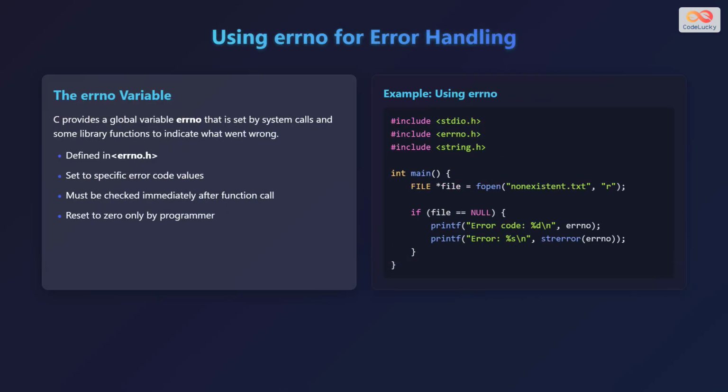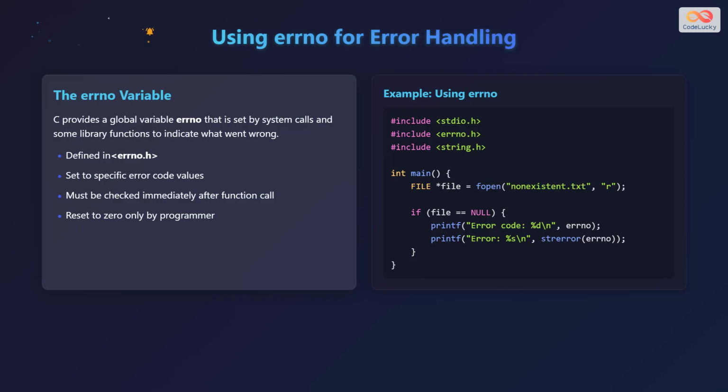C provides a global variable called errno, which is set by system calls and library functions to indicate what went wrong. This errno variable is defined in the errno.h header file and is set to specific error code values. It is crucial to check errno immediately after a function call and reset it to 0 only when you need to as a programmer. Here's an example that demonstrates the use of errno.